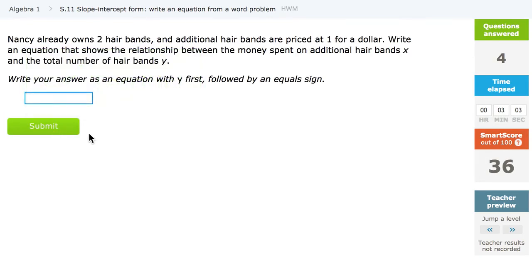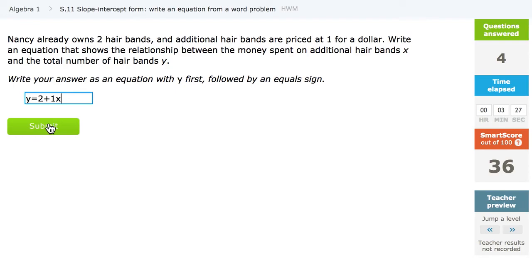We'll do one more. Nancy already owns 2 hairbands. Okay, she already has 2 hairbands. That is y equals 2. And additional hairbands are priced at 1 for $1. So that is an additional 1 per dollar. And in this case, we're told the hairbands is x. Okay, so that is the equation here.